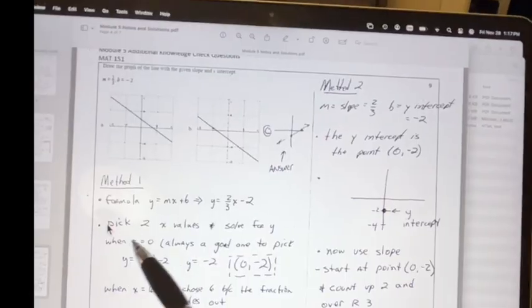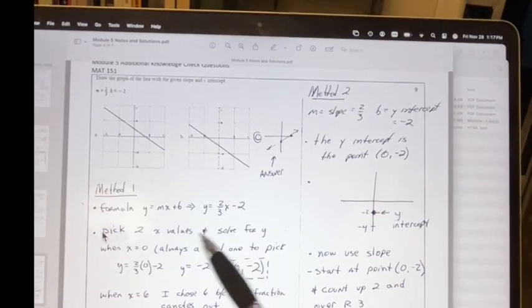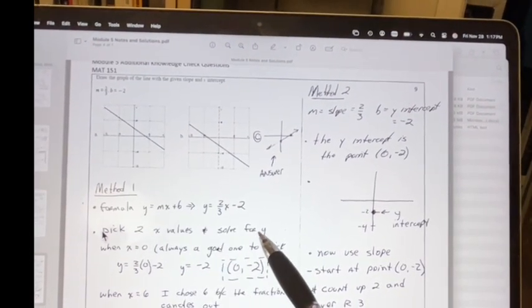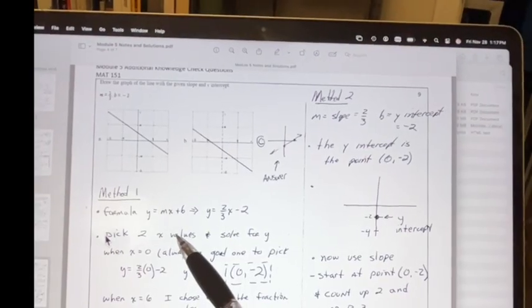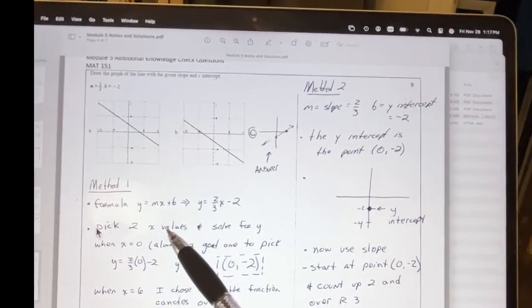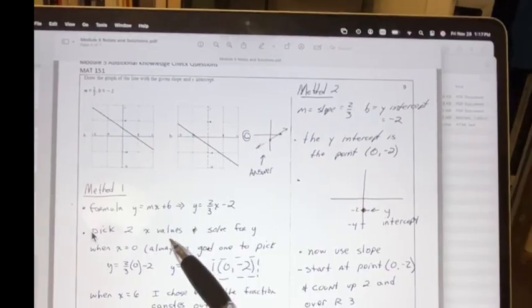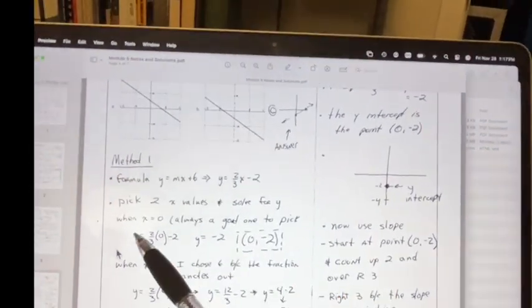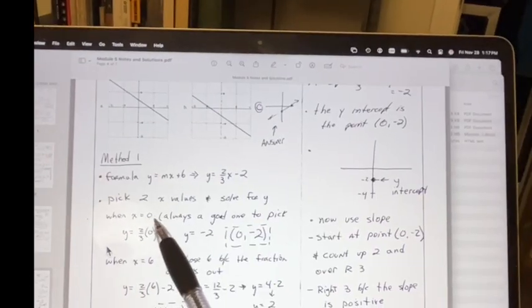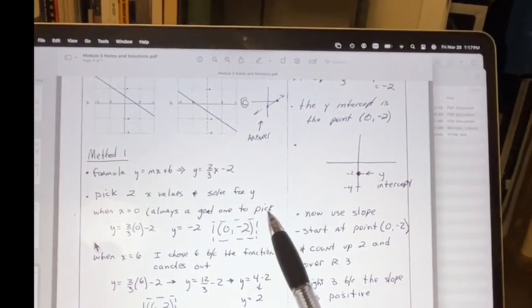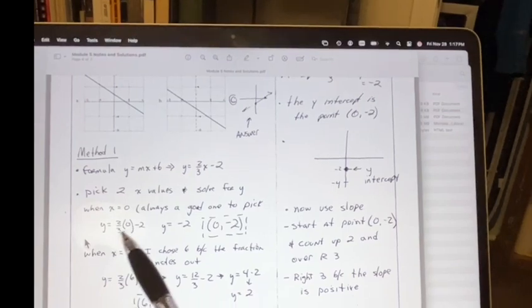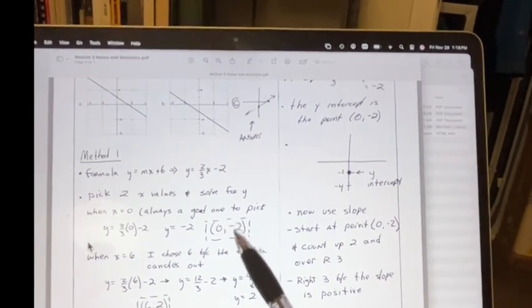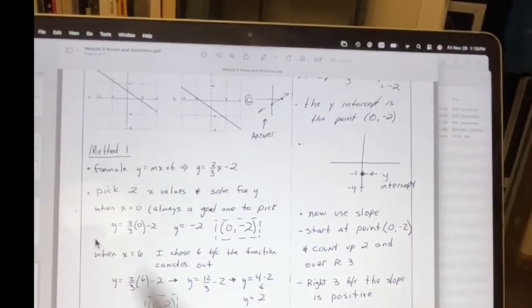From here, you'd pick two values for x and you solve for y. Well, here you're just picking random ones. On the previous problem, you were picking from the graph, which in essence is the same thing. But still, I pick when x is 0. When you need to pick a point, pick x is 0, because look what it does in the equation, and you get y is -2.